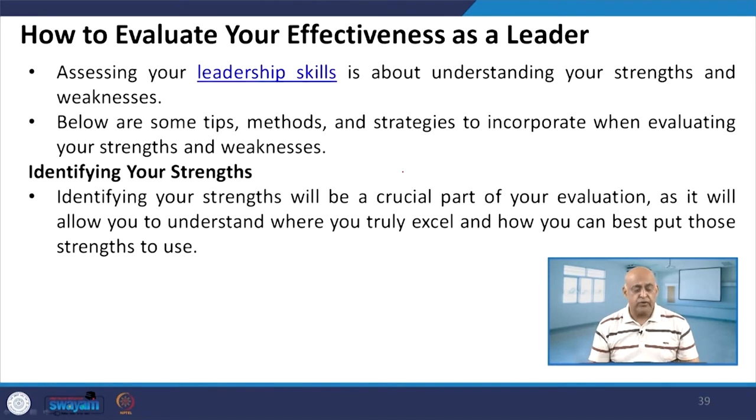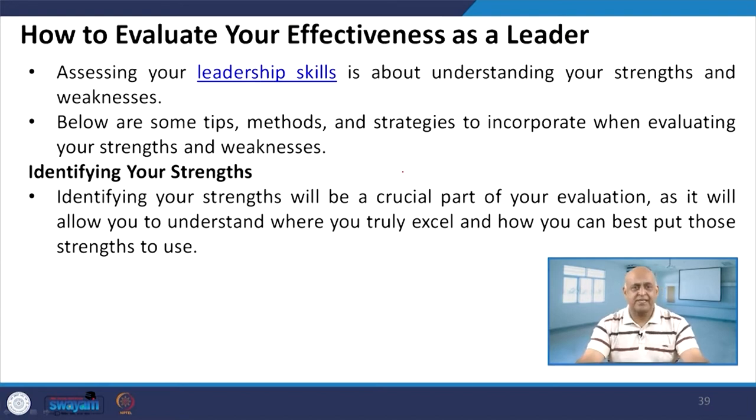Now, how to evaluate your effectiveness as a leader? Leadership skill is about understanding your strengths and weaknesses, as I was mentioning, knowing your strengths and knowing your weaknesses. Below are some tips for identifying our strengths, because that has to be incorporated when evaluating strengths and weaknesses.